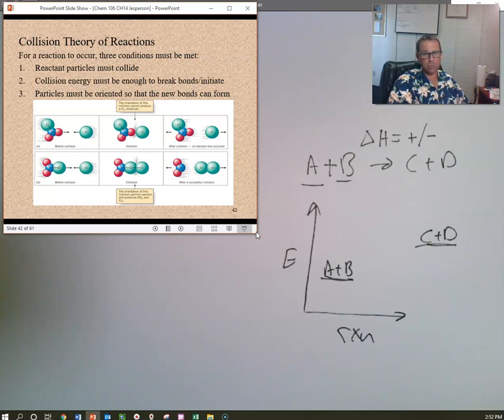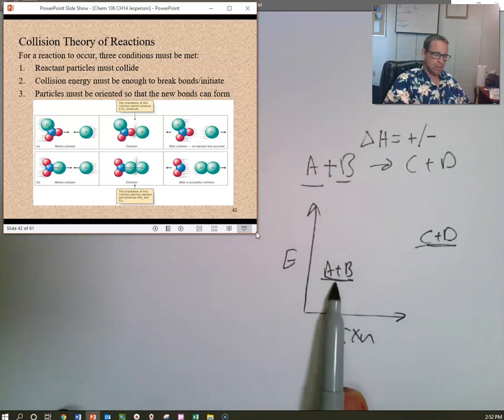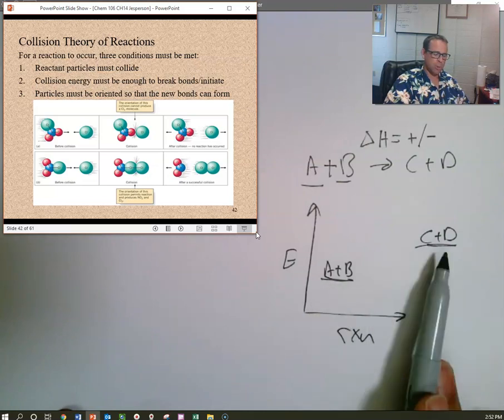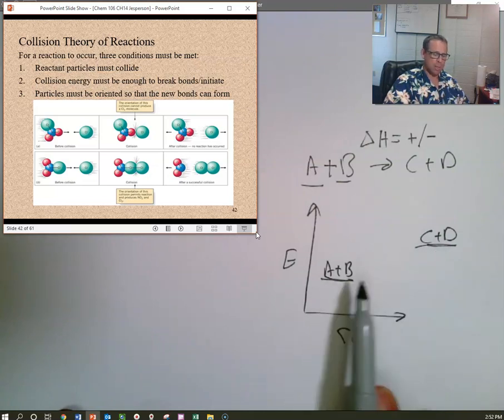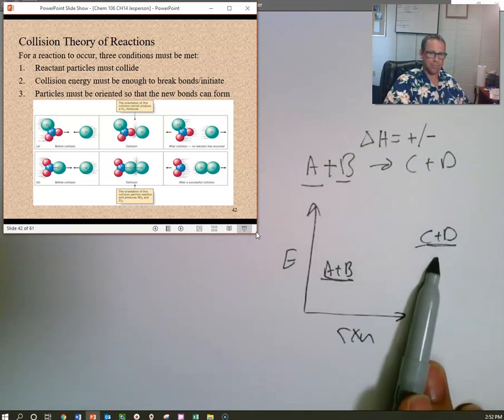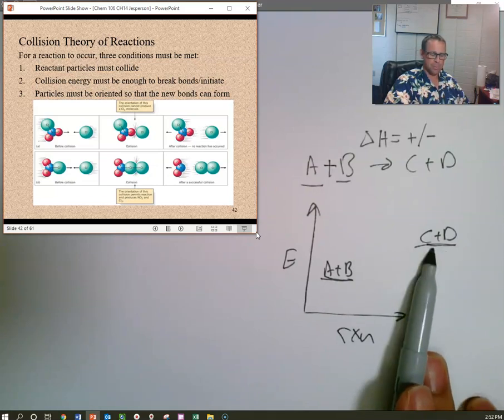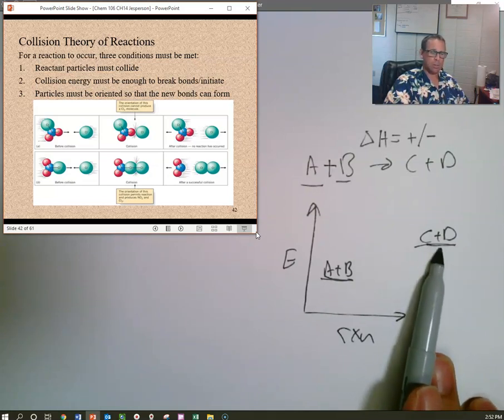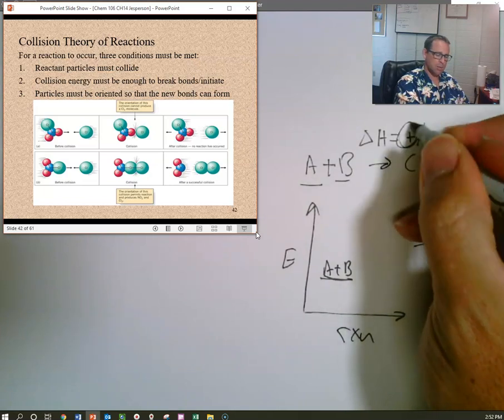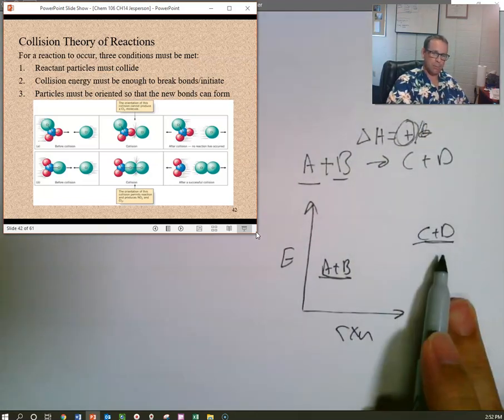But energy is also released when materials come together, right? Yeah. Right. Who has more energy collectively? A and B or C and D? C and D have more energy. Yeah, that's how we know that this is a positive. Delta H is a positive, right?